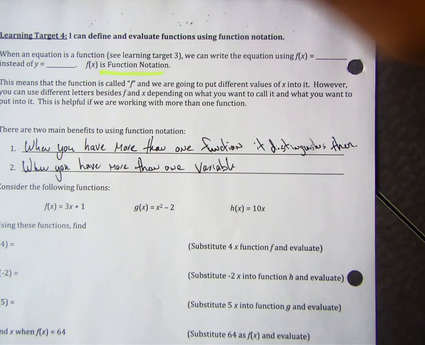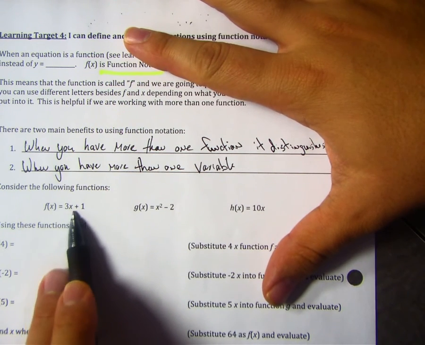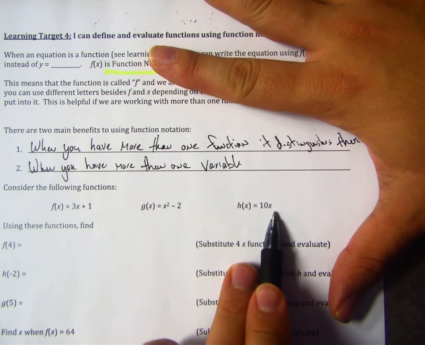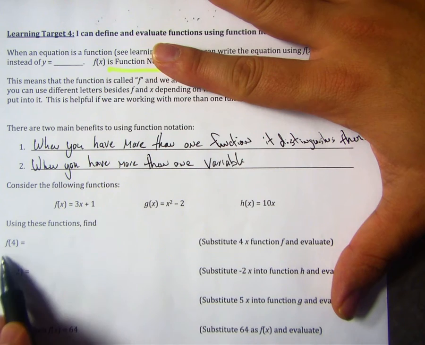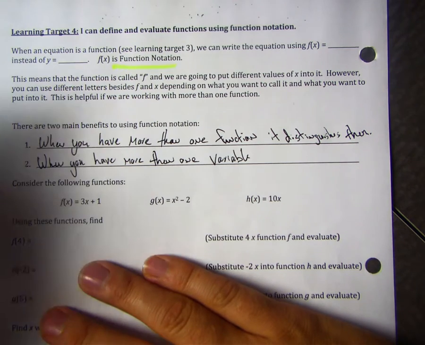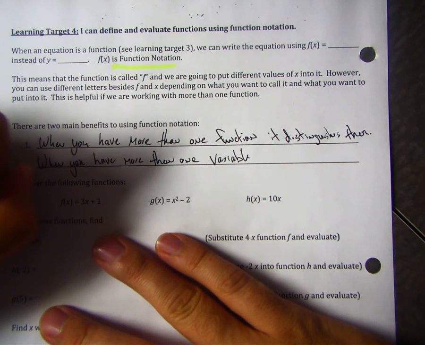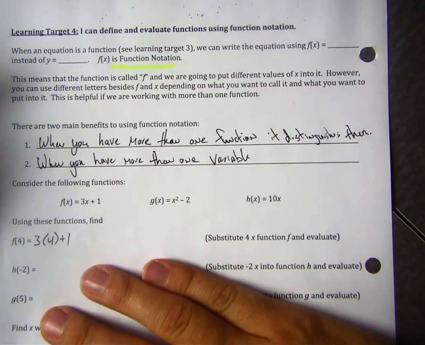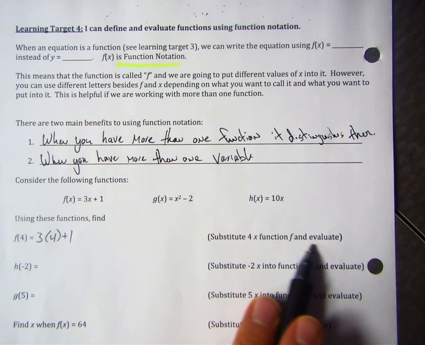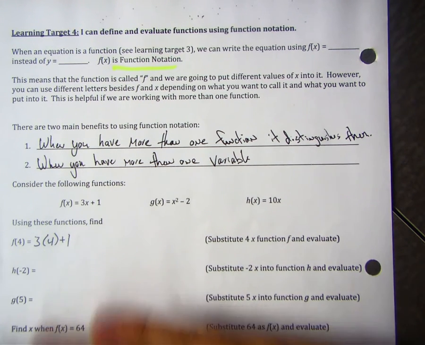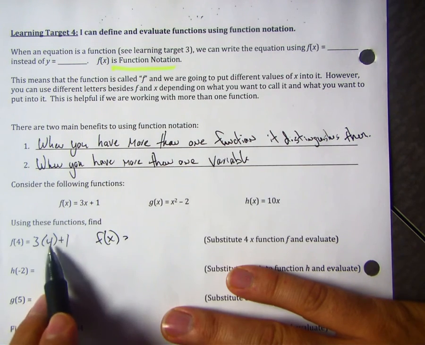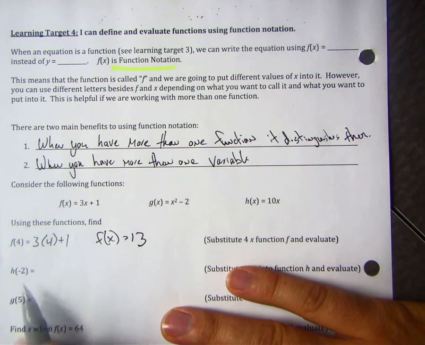So let's go ahead and consider the following functions. We've got these three functions: f of x equals 3x plus 1, g of x equals x squared minus 3, and h of x equals 10x. Using these functions, f of 4: what we're going to do is take the 4 and plug it in for x. So f of 4 is 3 times 4 plus 1. So substitute 4 in for x and evaluate. So f of 4 equals 3 times 4 is 12 plus 1 is 13.